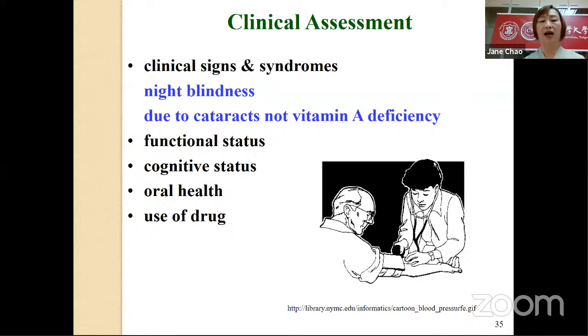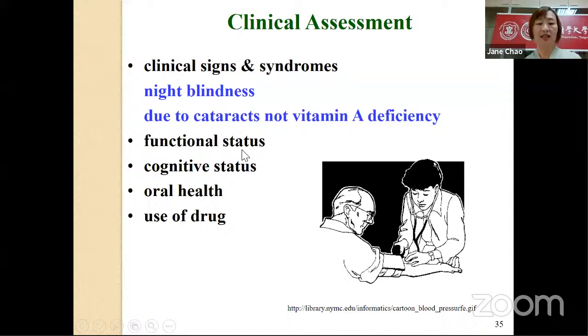But I just mentioned that sometimes in different populations, even if they have the same symptom, it will probably be diagnosed as a different disease or different situation. For example, if the elderly has night blindness, we will probably think it is because of a cataract, not vitamin A deficiency. But for some populations, not the elderly, we will probably think about both, whether they have the possibility of cataract or the possibility of vitamin A deficiency.